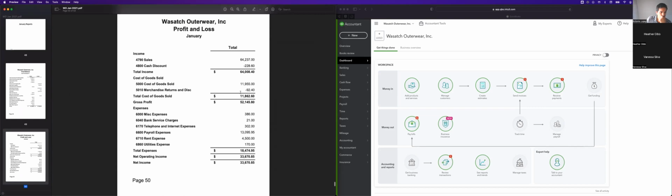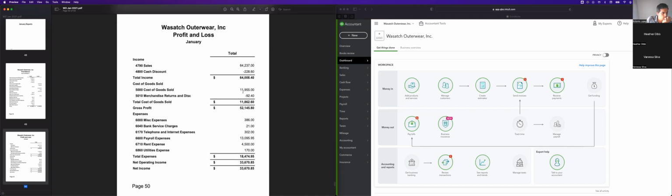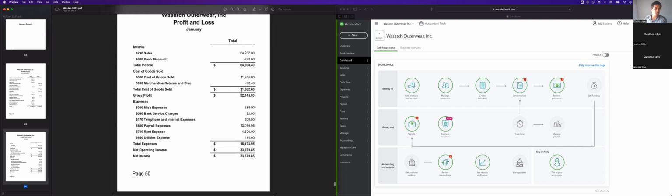Merchandise returns and discounts are ones that we're purchasing. I'm trying to think, actually. Let me think about it. Merchandise returns and discounts, it's a COGS account. That's our expense. That's a negative. Cash discounts, this is ours. So this merchandise returns and discounts are essentially when a customer gives it back to us.